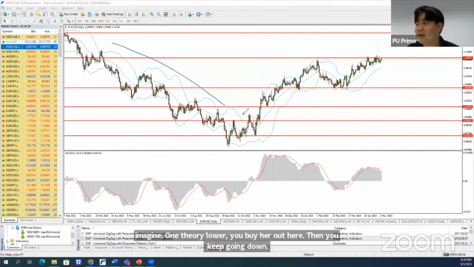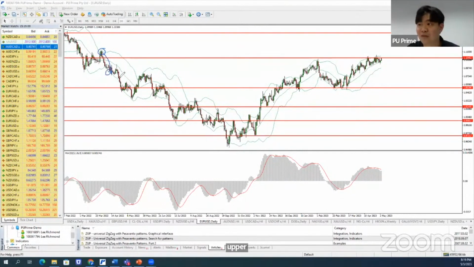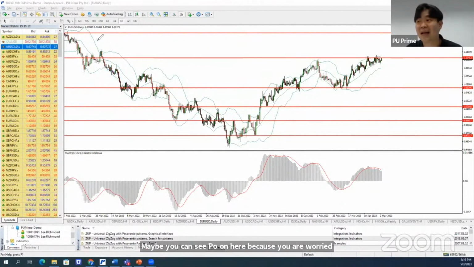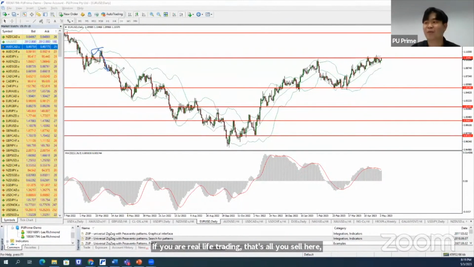So better you identify a long-term trend first, and then try to sell every time it reaches the upper band. So you can sell here. Maybe you can TP over here, because it is very difficult to focus until here. In real life trading, you sell here, then you focus until the lower band. Once it reaches, you TP, and then you need to patiently wait until it touches the upper band again, and then you sell again until here.